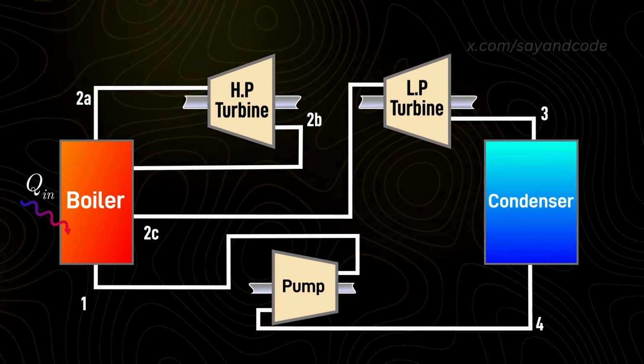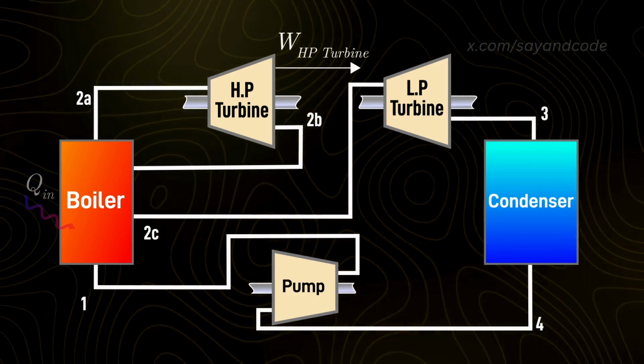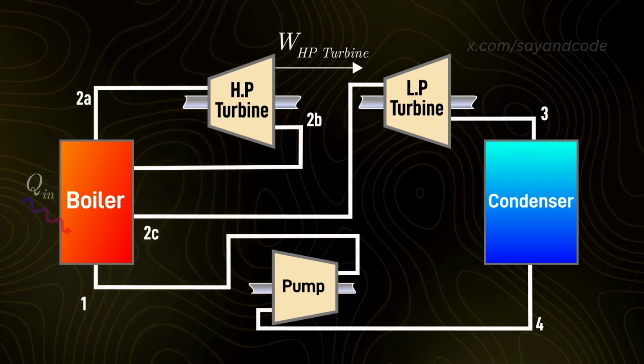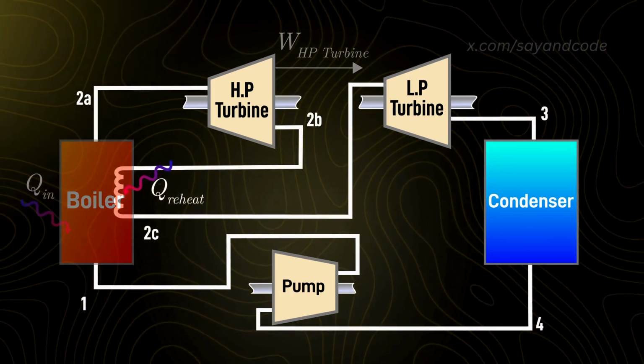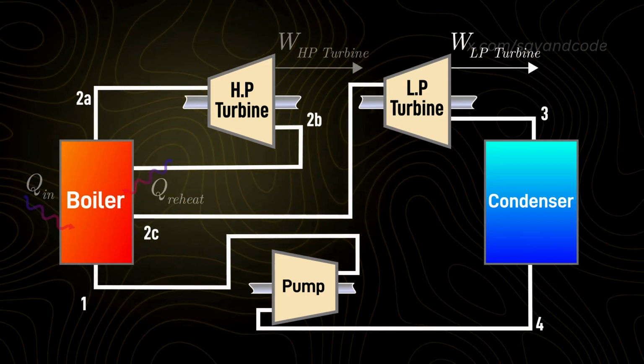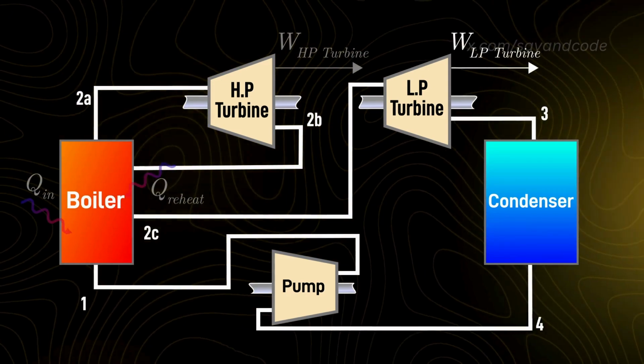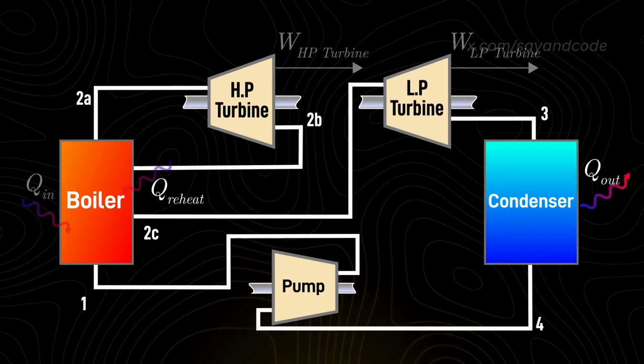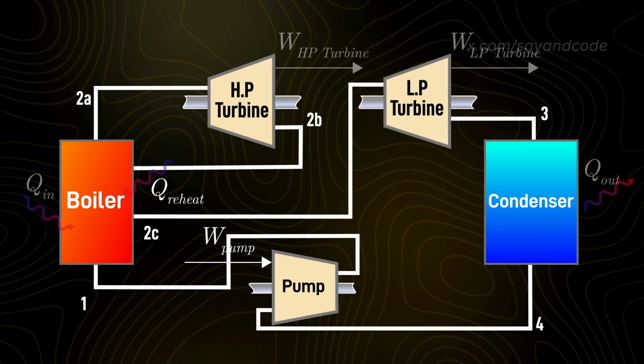Heat addition in the boiler from 1 to 2A, work extraction from high pressure turbine from 2A to 2B, reheat in the boiler from 2B to 2C, work extraction from low pressure turbine from 2C to 3, heat rejection in condenser from 3 to 4, and work input in the pump from 4 to 1.